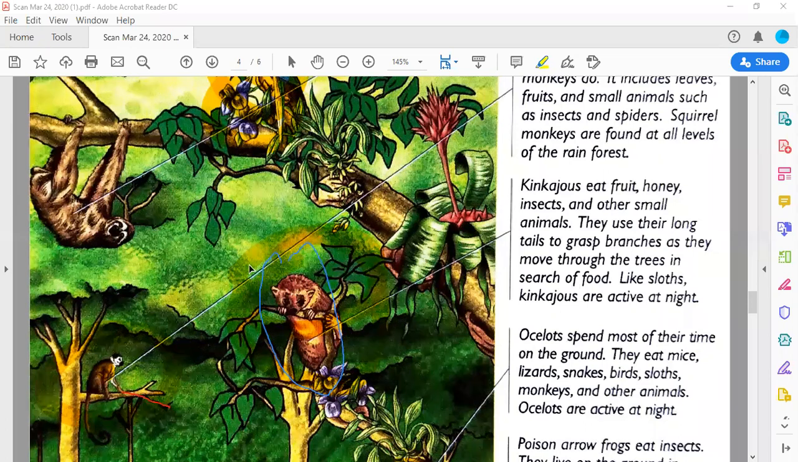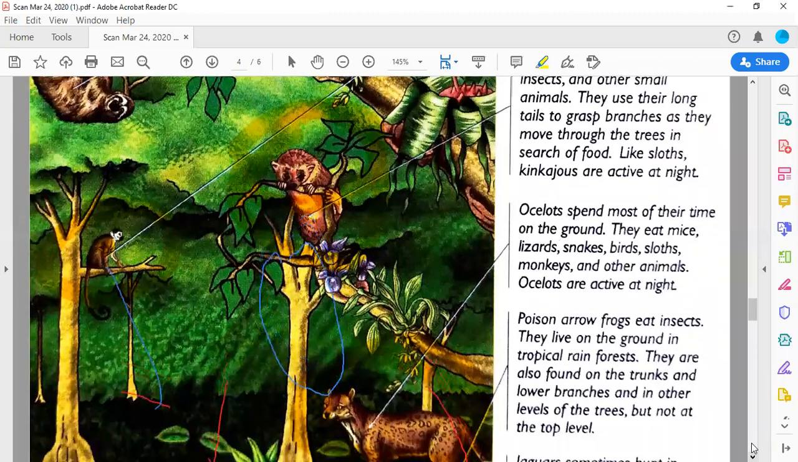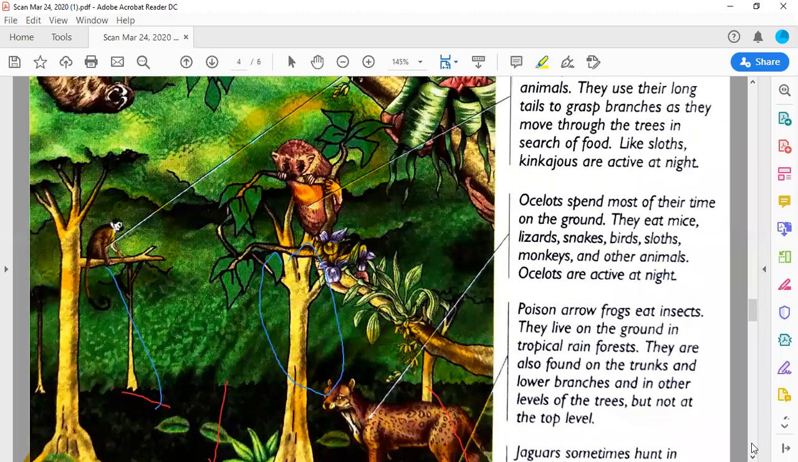Kinkajous eat fruit, honey, insects, and other small animals. They use their long tail to grab branches, climb the tree in search of food. Like sloths, kinkajous are active at night. Thank you very much, Maria Jose. Then we have an ocelot, which is the one that is further down. Okay, further down. Let me just clear that up for you guys. Okay, so who wants to circle the ocelot?